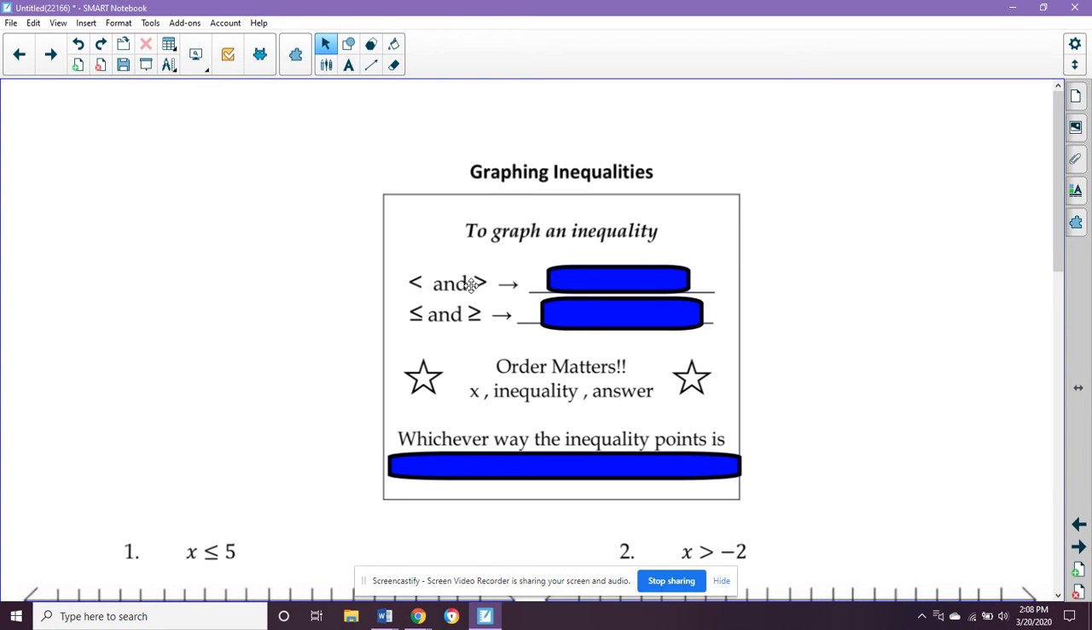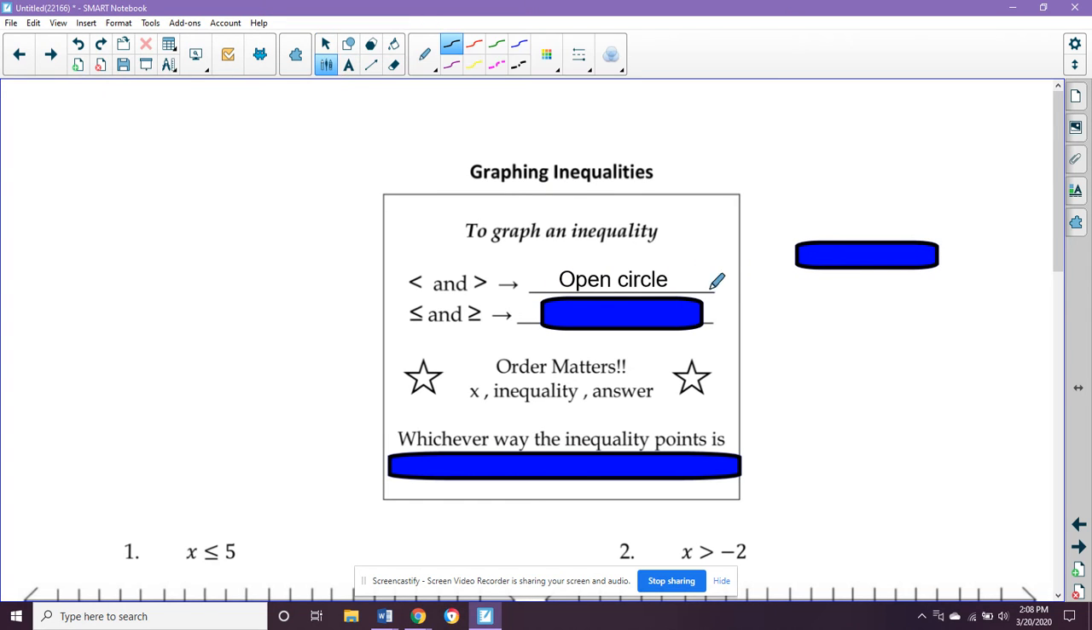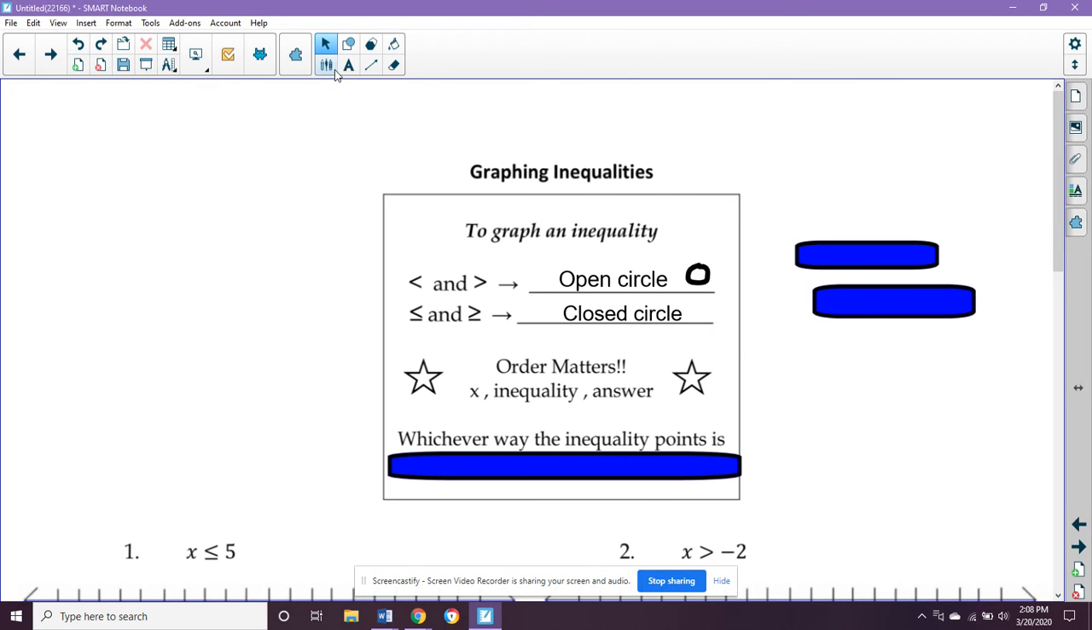If it's less than or greater than, you're going to have an open circle. And what I mean by an open circle, it's just a circle on the number line that's open. It's not colored in. And then if it's an equal to statement, so less than or equal to and greater than or equal to, it's a closed circle. So it's a circle on the number line, but we color it in, like a dot on a coordinate plane.